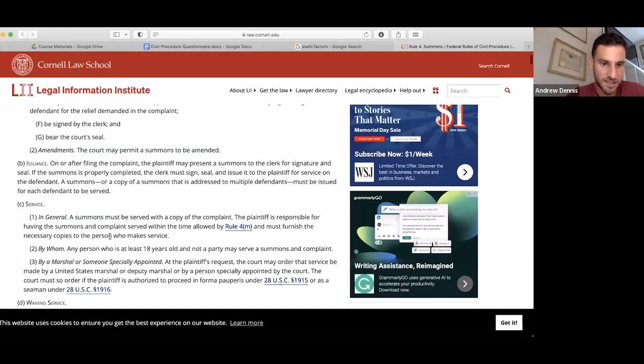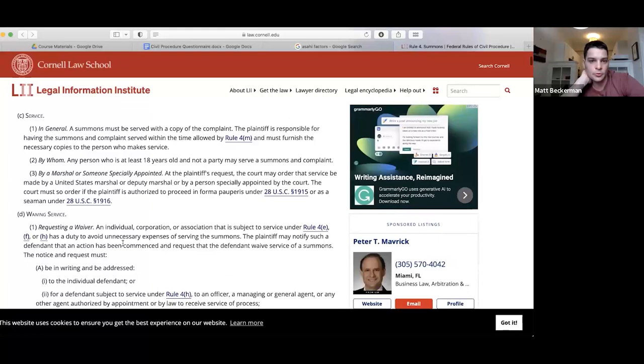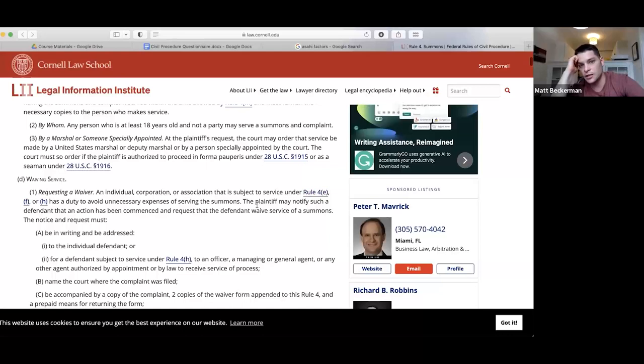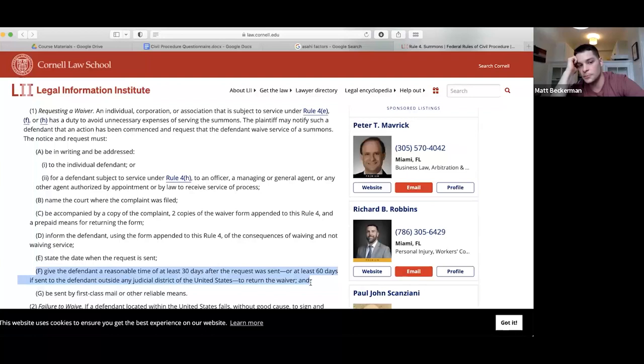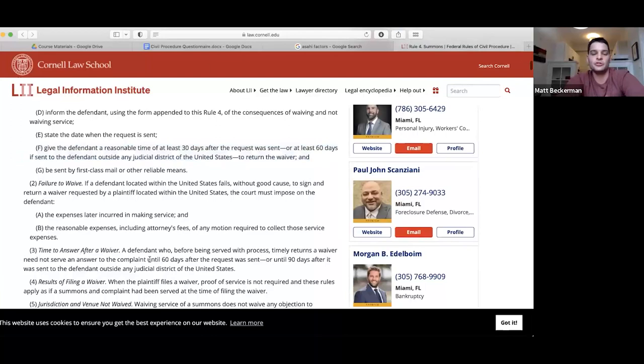Yeah, and then E is serving someone within the U.S., F is serving someone outside the U.S. A lot of these just give you exactly what the law is, and this is what is tested. It tells you exactly who can be a process server, how many days people get. This is the best source for understanding the law. And then you obviously use supplemental sources to understand what it's talking about. So 30 days after request, 60 days if they're outside the country, or for waiver of service, 60 days after request, 90 days if they're out of the country.